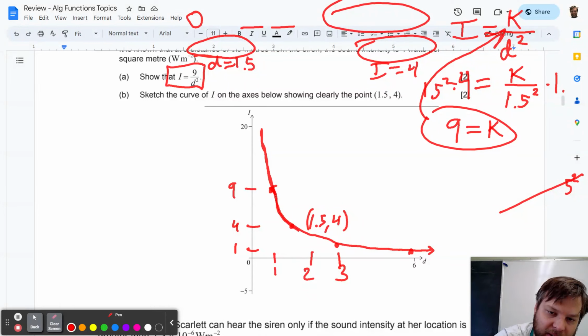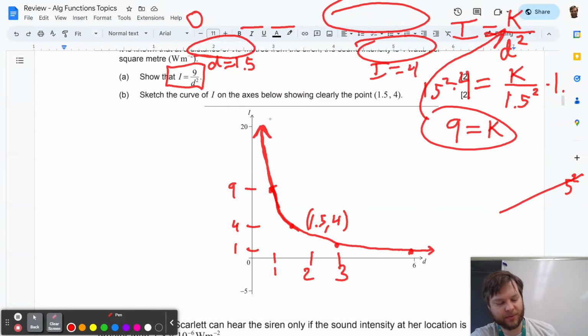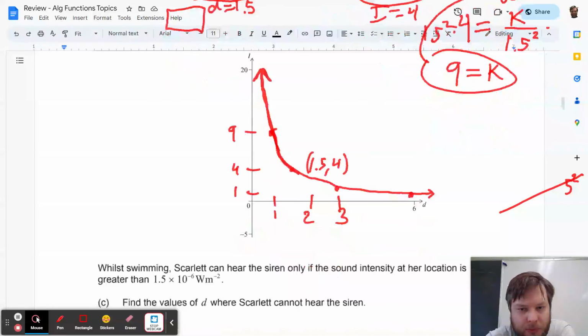And the reason that makes sense is dividing by a small number gives you a big answer because it takes a lot of the small number to fill up the big number. In other words, if I divide by 0.1, it's going to take a lot of those to fill up 9. 0.1 goes into 9 90 times. 0.1 squared goes into 9, 900 times. So it goes up there quite a bit. Anyway, that's enough talking. That's the curve.